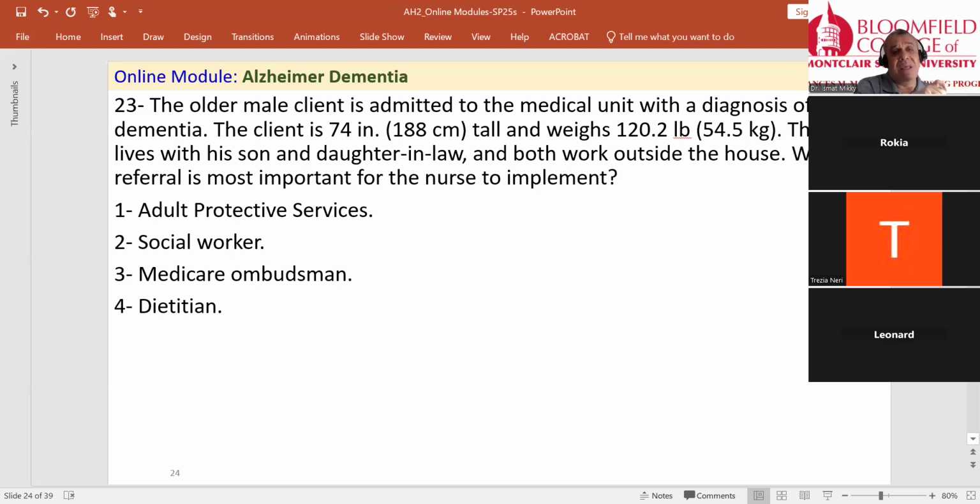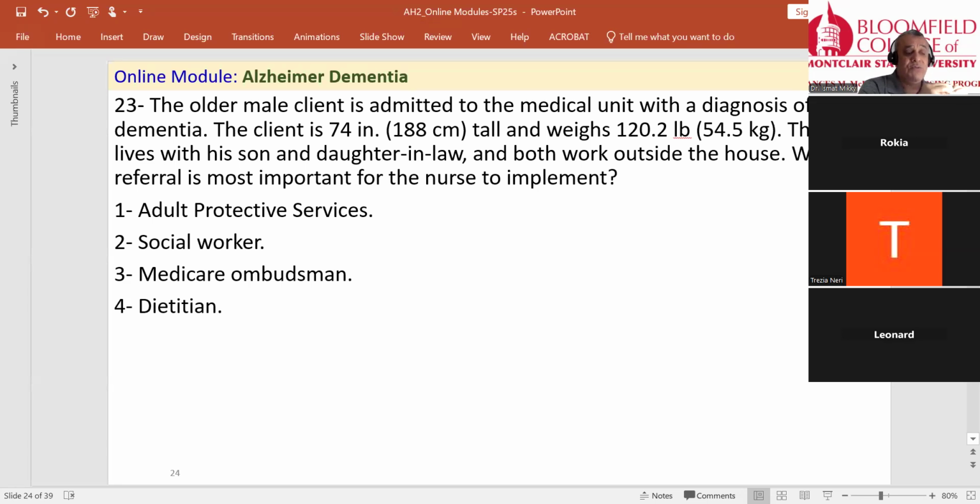Number 3, the Medicare ombudsman, represents Medicare clients in long-term care facilities. They are responsible for patients in LTC, like nursing homes. Number 4, a dietitian could see the patient to determine dietary or food preferences. But the most appropriate intervention is safety for this patient. The most concerning priority for us now is safety.